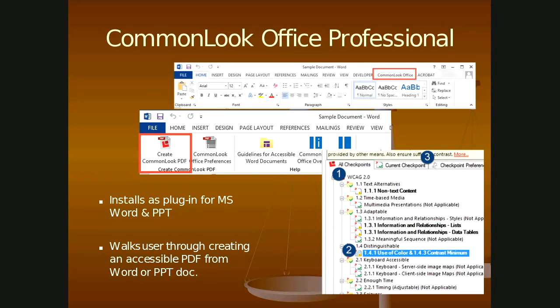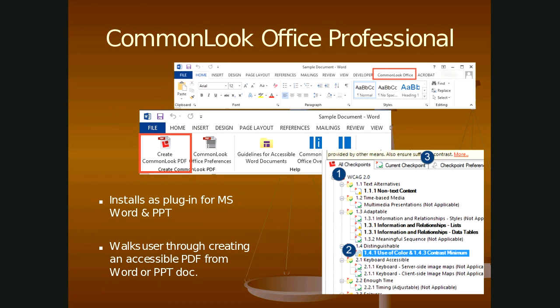Very true, and that leads me into CommonLook Office Professional. We've used this here. The price has jumped fairly significantly. I think it will this year, but it's been a pretty good tool. It installs as a Microsoft Office plugin, and it basically walks you through checking your Word or PowerPoint document for accessibility and creating an accessible PDF as a result of it.